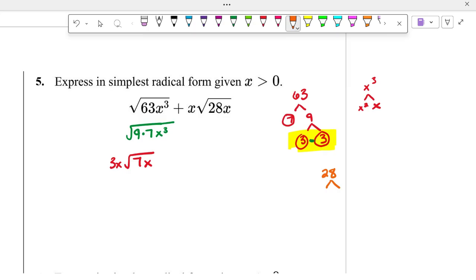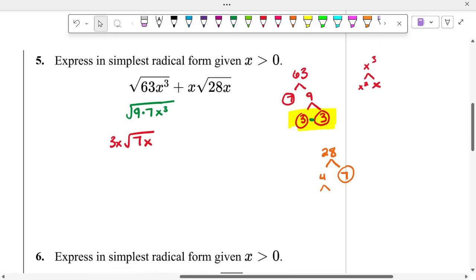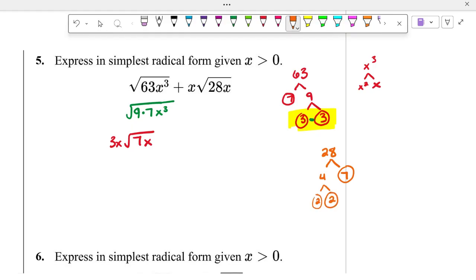All right, 28. Two factors of 28: 7 and 4. Now, 7's prime again. I make a habit of circling my prime numbers so I know where the end of my branches are, because if it's prime, that's the end of your branches. 4 we can break down to 2 and 2. Both are prime. So, what is my pair? 2.